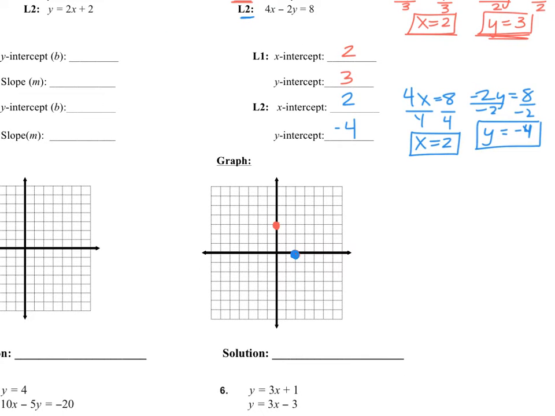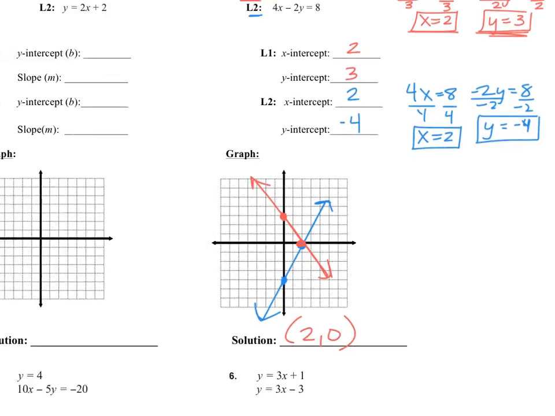X-intercept of 2 is here. Y-intercept of -4. 1, 2, 3, 4. Okay, is there. So my blue line goes like this. My red line goes like this. Which means my solution is the point 2, 0, where they meet up. Questions on that, just let me know in our live session.